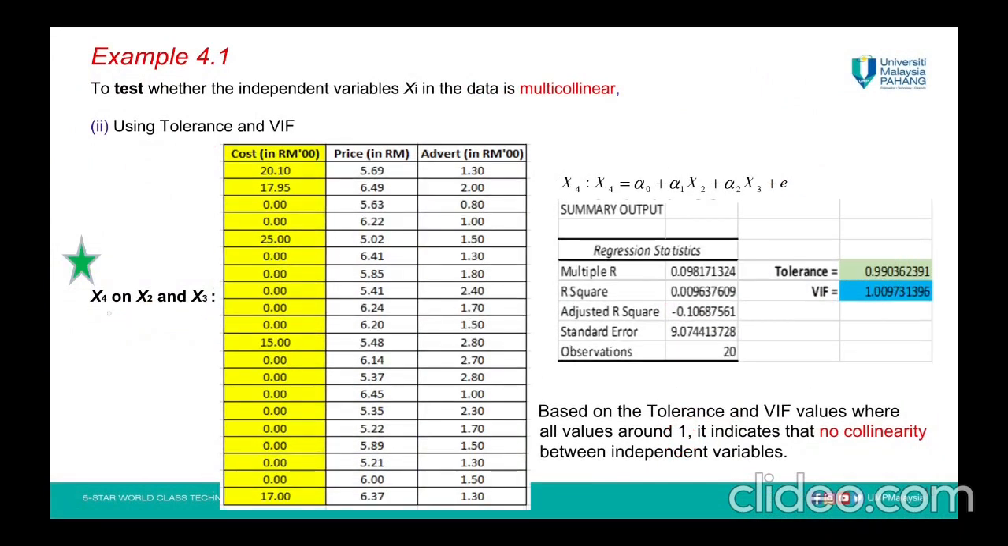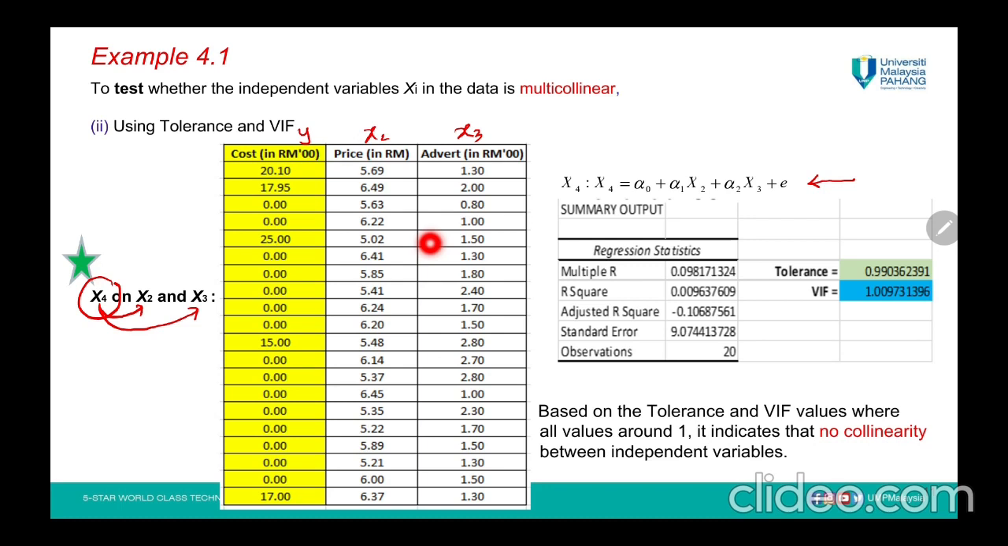The same step for x4 on x2 and x3. In this case, x4 we will assume to be y, where y is the dependent variable. Price here is x2, and Edward here will be x3. So we can get the regression equation by this.